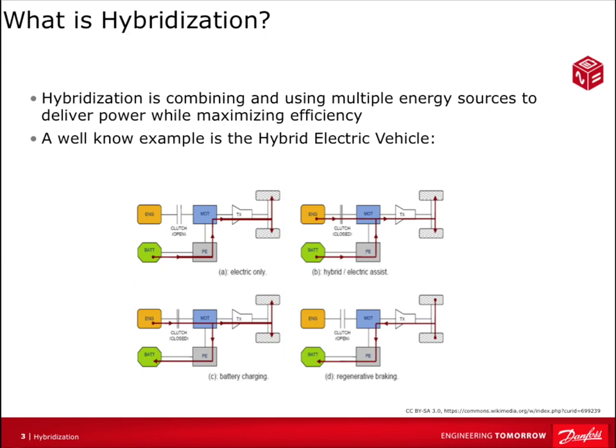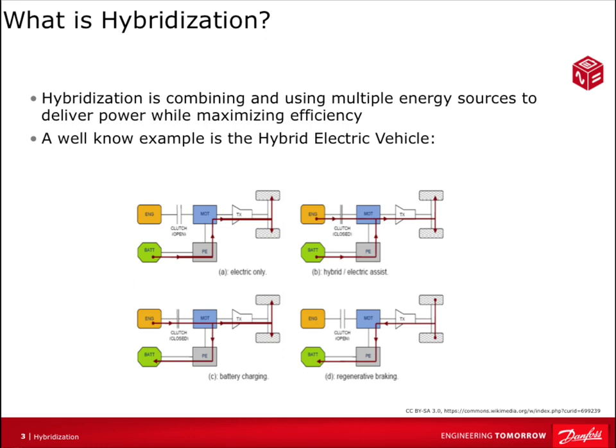The next situation is where you would have the hybrid or electrical assist. This is where you would be accelerating, and the battery and the electric motor can provide additional torque and power to accelerate the vehicle. This allows the combustion engine to be optimized for operating at a constant speed, for example.